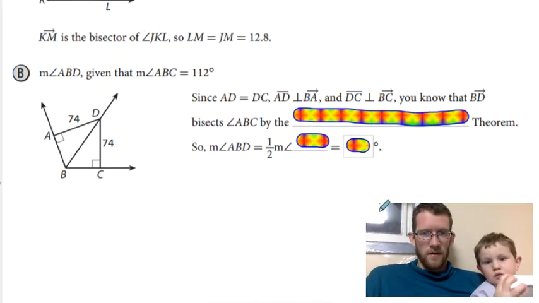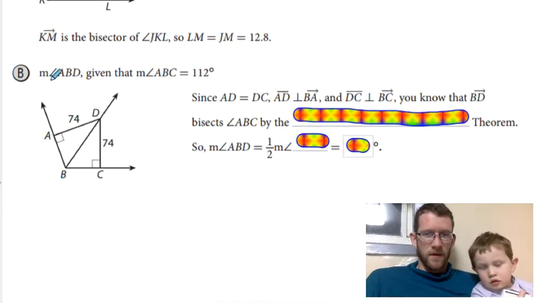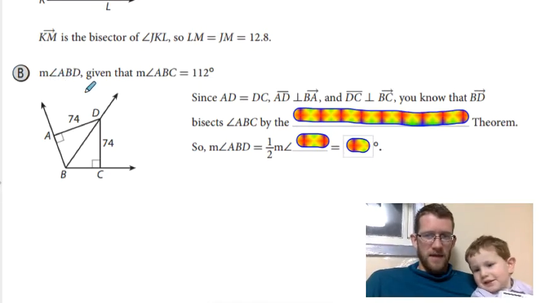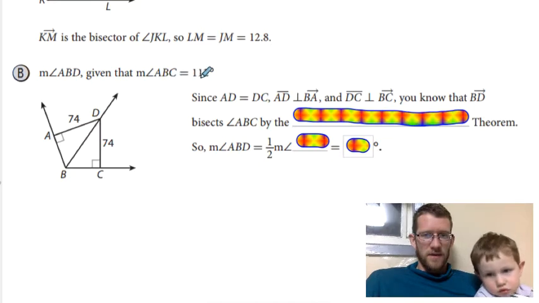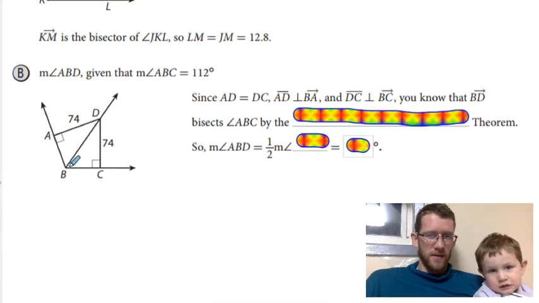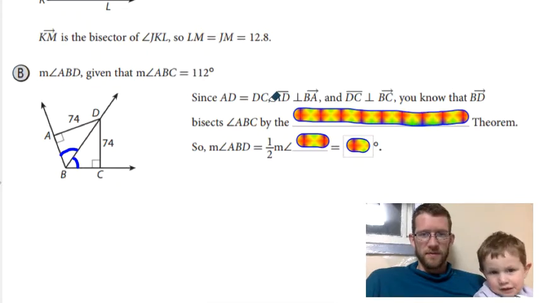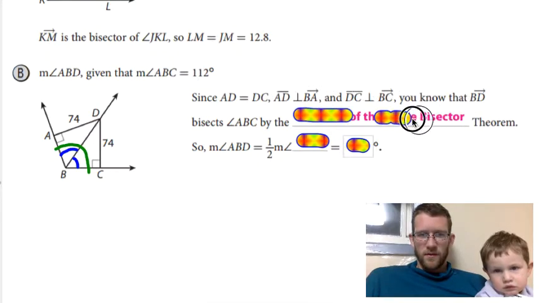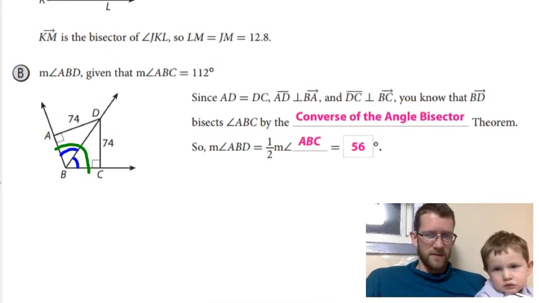Similarly, using the converse, we can calculate the measure of angle ABD, given that the measure of angle ABC is 112. Well, what's true about point D? We know point D is on the angle bisector, therefore this angle must be congruent to this angle. Oh, I messed that up. ABC, sorry, good job if you caught it. ABC is 112, therefore it divides evenly between those two, to get 56. Okay, cool.